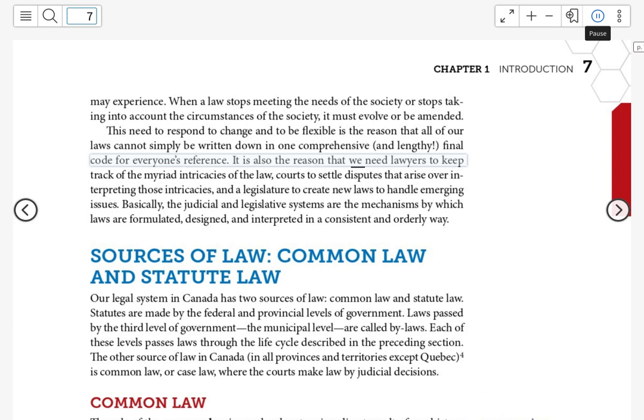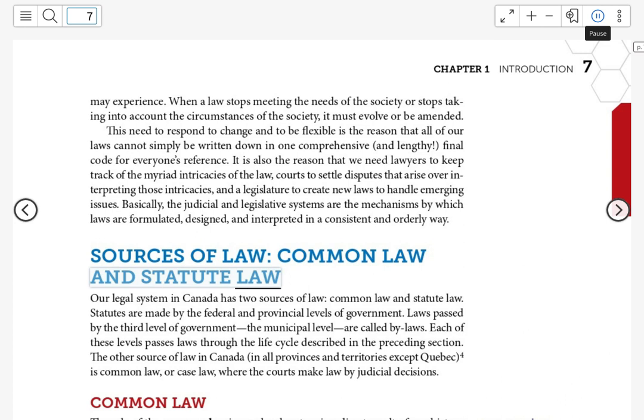It is also the reason that we need lawyers to keep track of the myriad intricacies of the law, courts to settle disputes that arise over interpreting those intricacies, and a legislature to create new laws to handle emerging issues. Basically, the judicial and legislative systems are the mechanisms by which laws are formulated, designed, and interpreted in a consistent and orderly way.